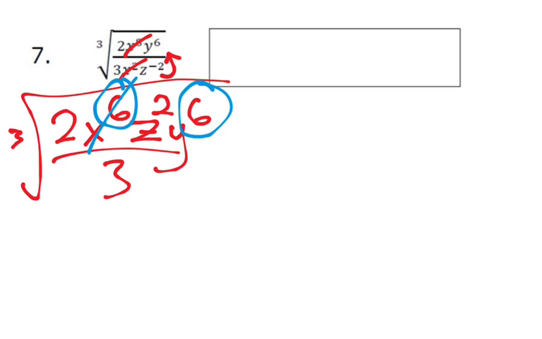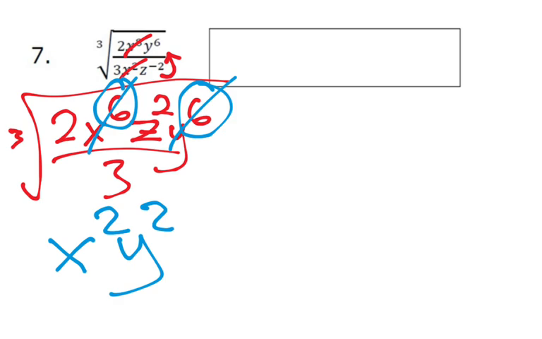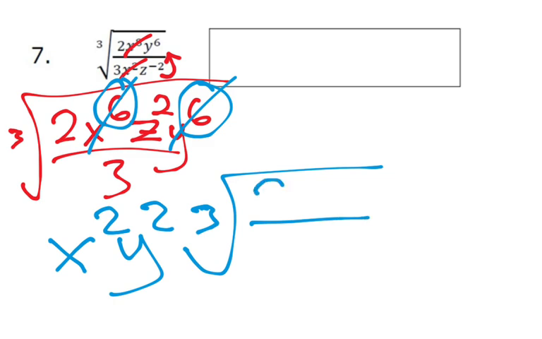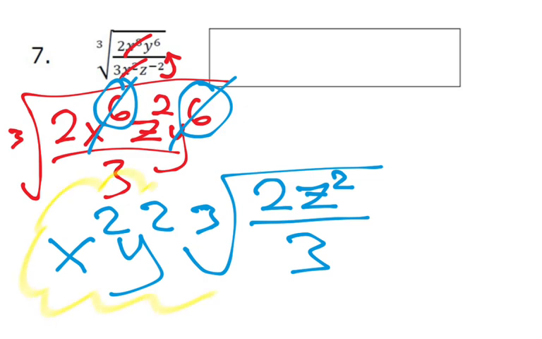The x to the 6th is going to come out of the radical as an x squared. 6 divided by 3 is 2. And then y to the 6th, that being cube rooted, you're going to get y squared. Everything else cannot be removed from the cube root sign. So the 2z squared stays in the numerator with the 3 in the denominator. And that is going to be the simplified answer. I see we have an odd index, so we do not have to worry about any absolute value bars in the front of the problem.